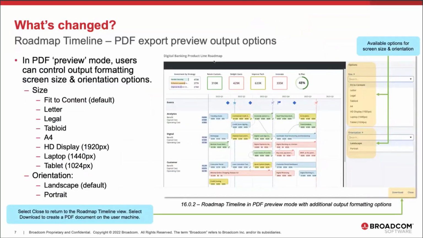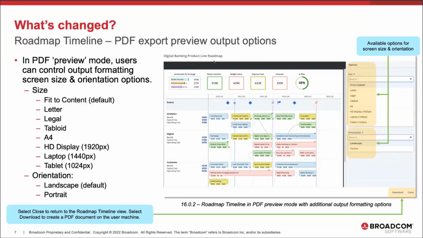From a PDF export perspective, there's now the ability, before it actually produces the PDF, to preview it. And you can then choose your size. By default, we have fit to content from a roadmap timeline perspective, and the default is landscape. So that will just take all of the content and put it into a single view that you can then hit, say, download, and that'll produce the PDF on your local machine.